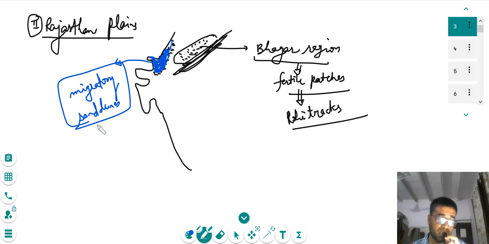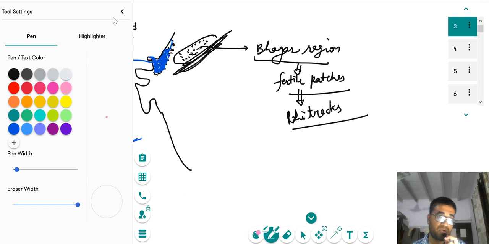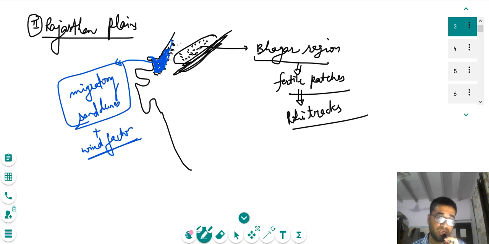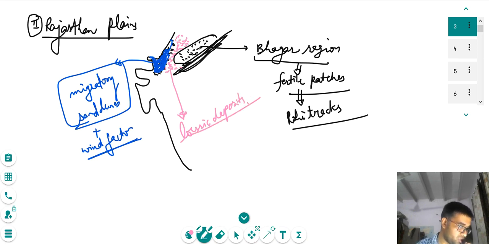right? And these migratory sand dunes, along with the wind factor, okay, led to loessic deposits in the adjacent region. Led to the loessic deposits in this region. So this region in the pink color is characterized by the loessic deposits, right?